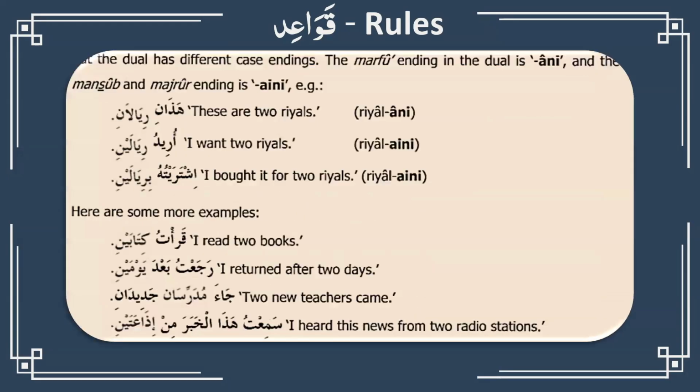However, the dual has different case endings. The marfu ending in the dual is ani, and the mansoob and the majroor ending is aini. So hadani riyalani, these are 2 riyals. Uridu riyalaini, I have 2 riyals. Ishtaraytuhu bi riyalaini, I bought it for 2 riyals. And a couple of other examples that you see over there. We're going to mention this in the rest of the book as well.